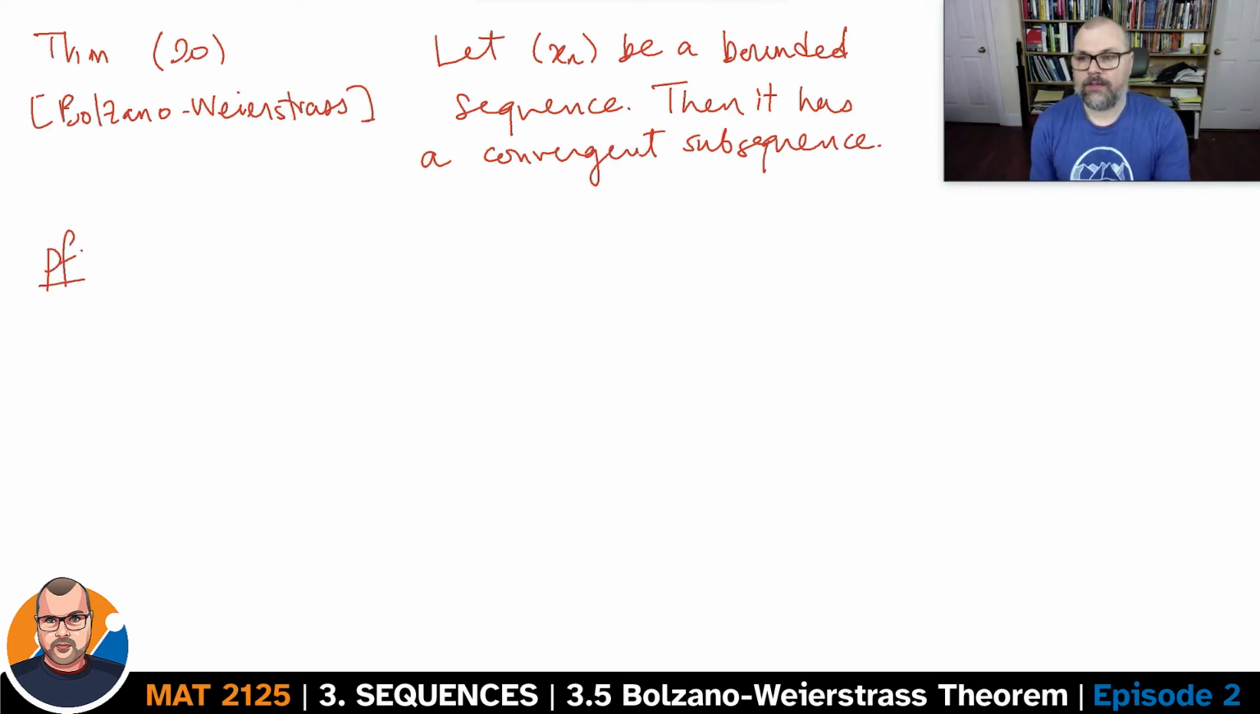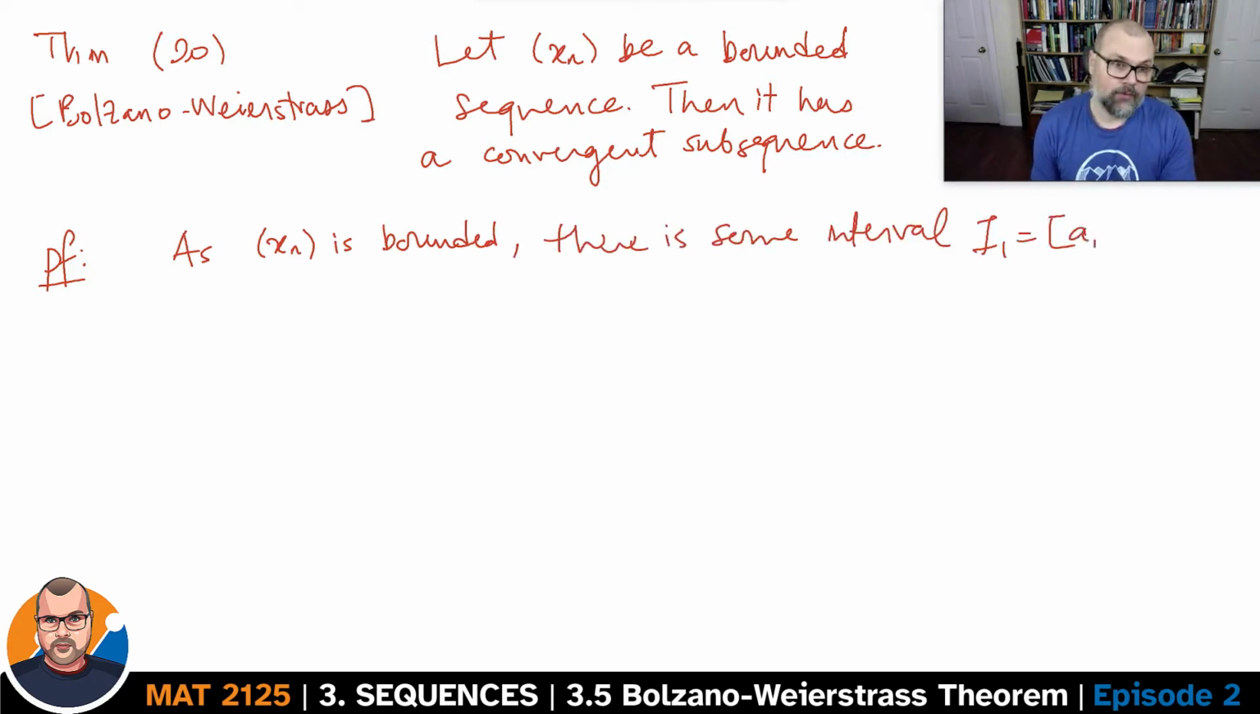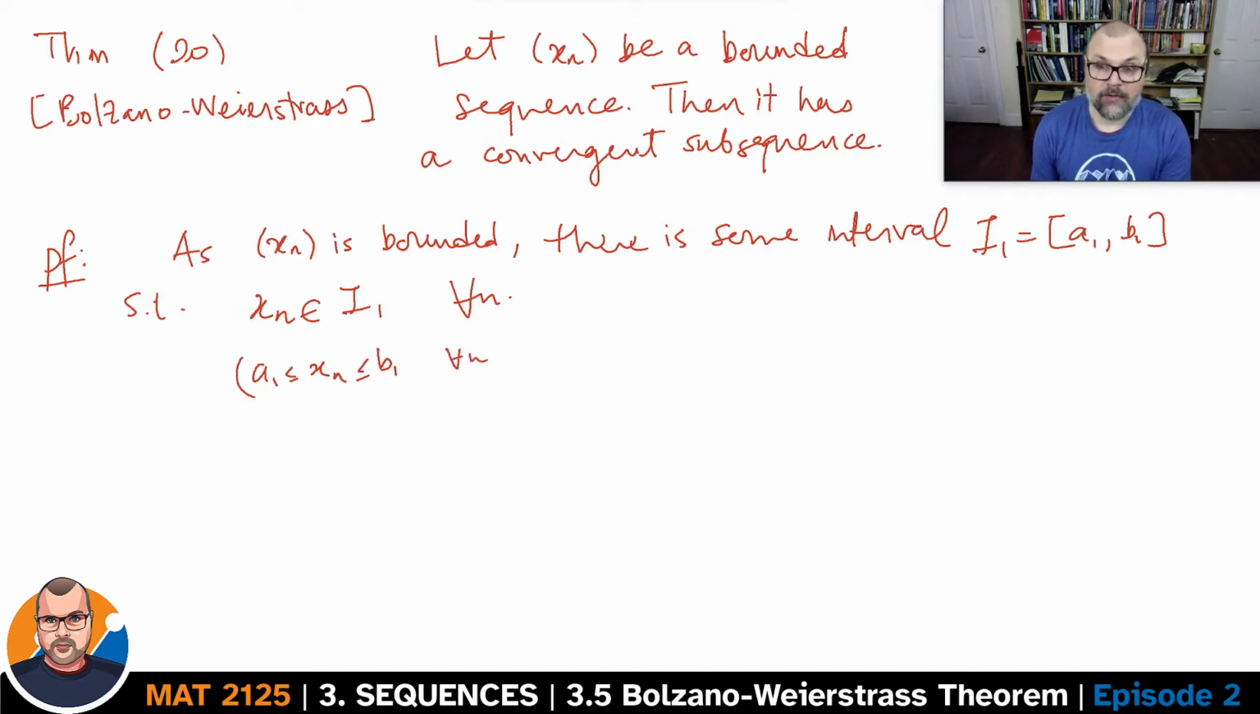Well, the sequence x_n is bounded, so there's some interval, which we'll call I1, with endpoints a1, b1, such that the sequence, or at least all of its terms, lies in the interval. Another way to say this is that a1 is smaller than x_n is smaller than b1 for all n. You could also write it as the sequence is contained in the interval I1.